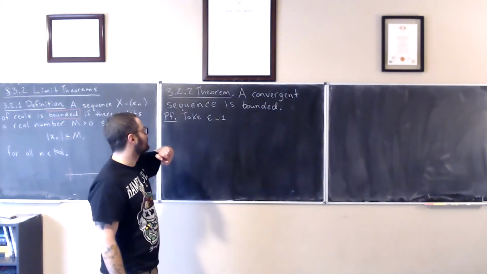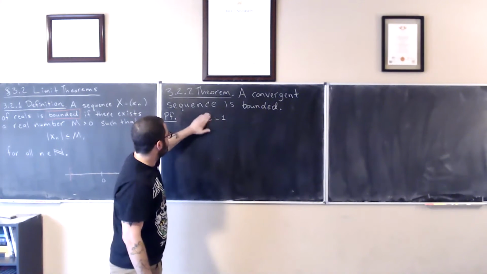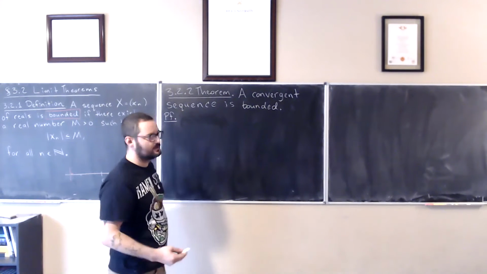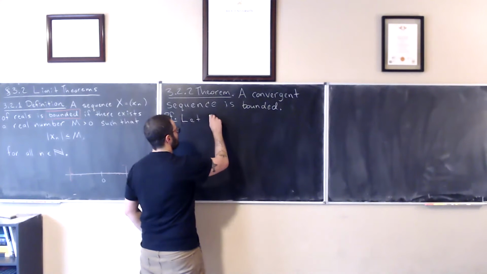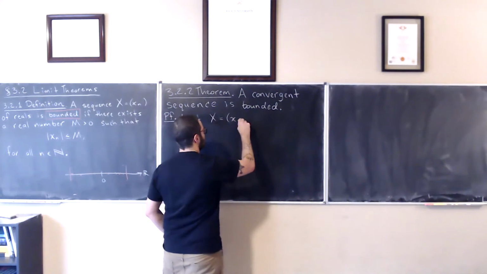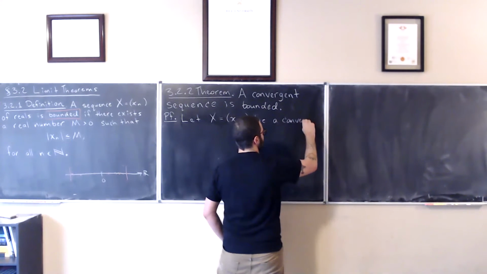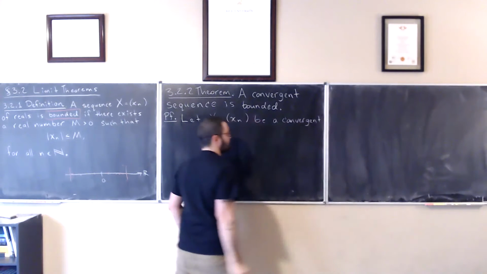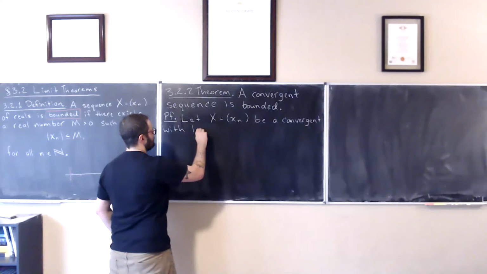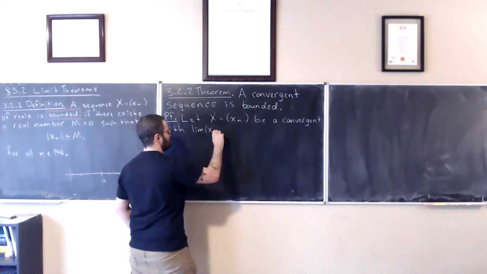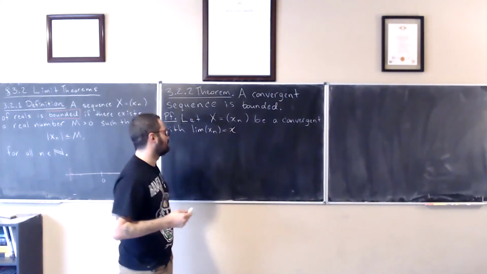And since the sequence in question is convergent, well, actually, let me say what the sequence is first, just so we can use it notationally. Let x_n be a convergent sequence. Let's go ahead and define what the limit is, with the limit of x_n equal to x. And now I'm going to choose epsilon equal to 1, and you'll see why in a moment.